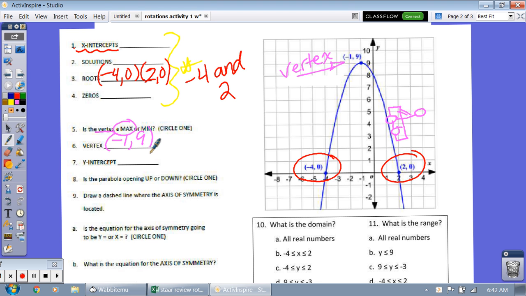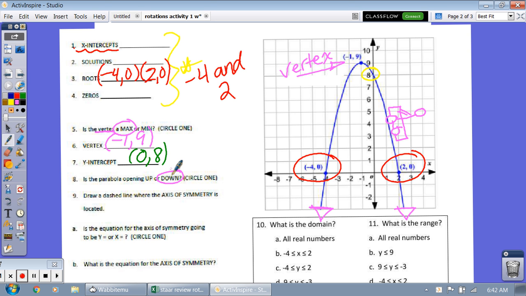The y-intercept is where it crosses the y-axis. It crosses the y-axis right here. So that means it crosses at 8 on the y, or you could actually give it a coordinate, (0, 8). Number 8, is the parabola opening up or down? Well, it has some arrows right here. So if I draw those arrows, it is opening down.